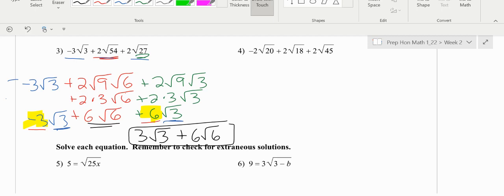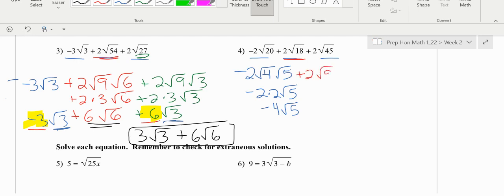For number 4, it's basically the same thing. So I'm going to go ahead and simplify. What simplifies? So 2 root 20 would become 4 and 5, or that would be times 2 root 5, or negative 4 root 5. I'm now going to do the same to 2 root 18. 18 is 9 and 2. And then the last one, 2 root 45. 45 is 9 and 5.